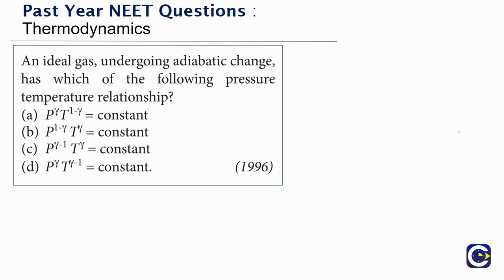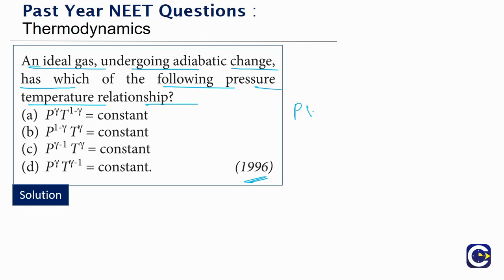Next we have another straightforward question. This has come in the year 1996. Again based on the adiabatic relation. An ideal gas undergoing adiabatic change has which of the following pressure temperature relationships? It's like, people nowadays, they'll even remember these relations.